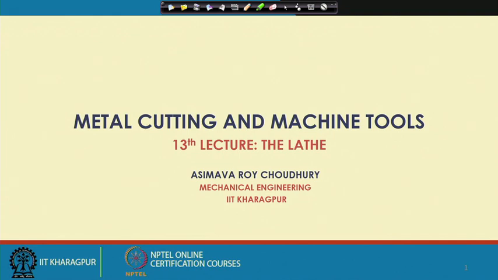So, today we will be starting a discussion on the different aspects of the first machine tool that we have selected, the lathe. Okay? So, today let us start right away on a discussion on the lathe.